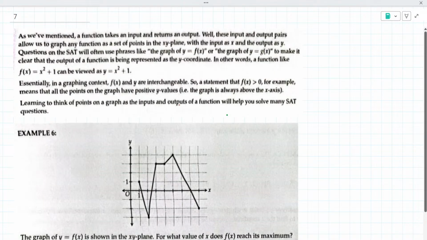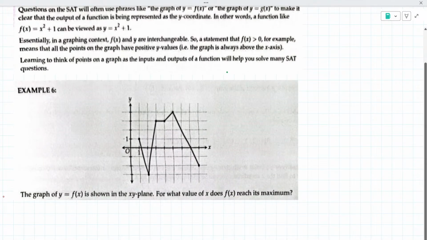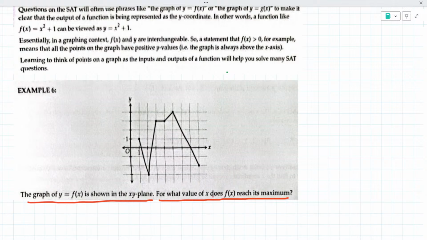So here, directly let's see the graph. y equals f of x is shown in the xy plane. For what value of x does f of x reach its maximum? x equals how much? At what value of x do you reach the maximum y value? We are finding the y value that is maximum in the given graph.